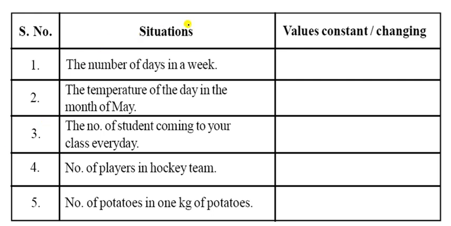Now let us select which is variable and which is constant. The number of days in a week is 7, and that is a constant, so you can write constant here. Or here, the temperature of a day in the month of May. The temperature in the month of May is always changing. So this is changing, and it is called a variable.